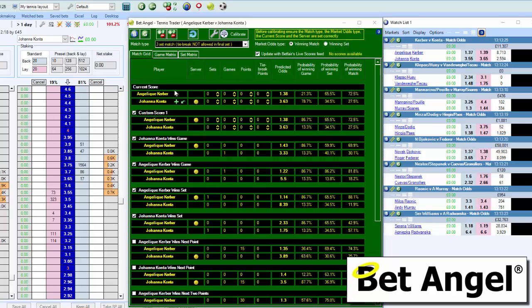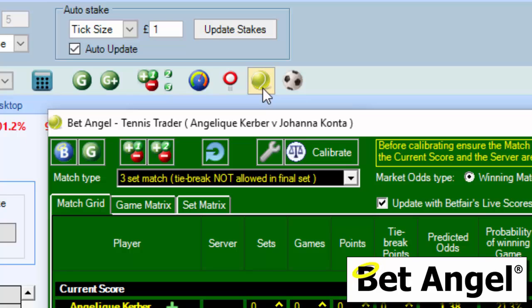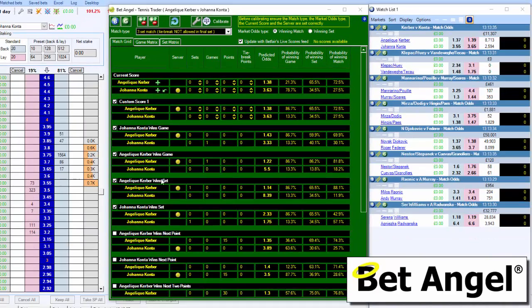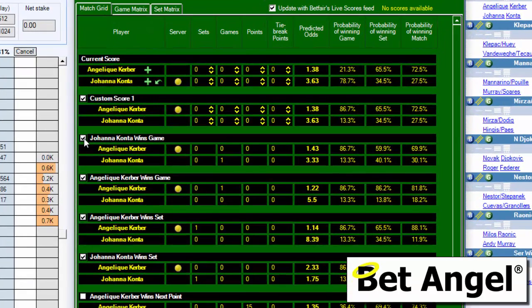So we've gone into this match, and we've clicked on Tennis Trader, which you would achieve by going to the tennis ball at the top. There's a big clue there as to where Tennis Trader exists on BetAngel. It will bring up a grid, and then you can actually pick scenarios from that grid. Or what we've done here is you can see we've ticked custom score, Konta wins game, Kerber wins game, Kerber wins set, Konta wins set.